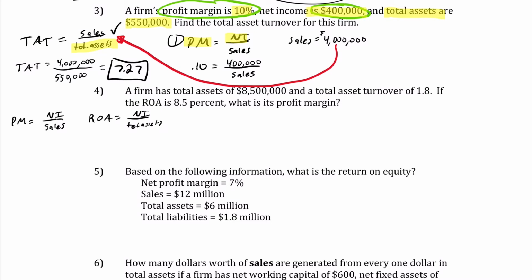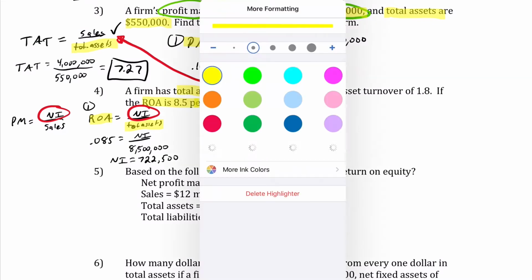What's nice is they gave us ROA and total assets, so I can solve for this unknown net income, which is the top item in my profit margin equation. Plugging in the ROA as a decimal, 0.085 equals net income, which I'm solving for, divided by total assets of 8.5 million. Multiplying both sides by 8.5 million, I get a net income of 722,500.